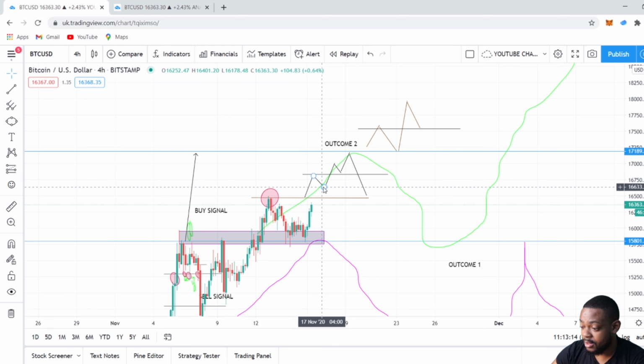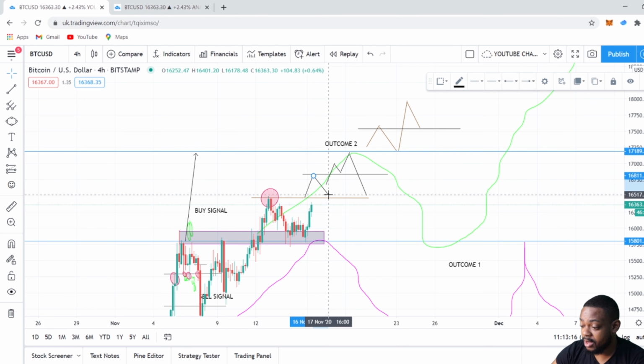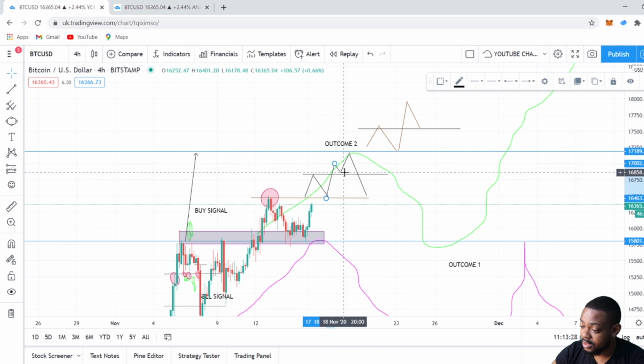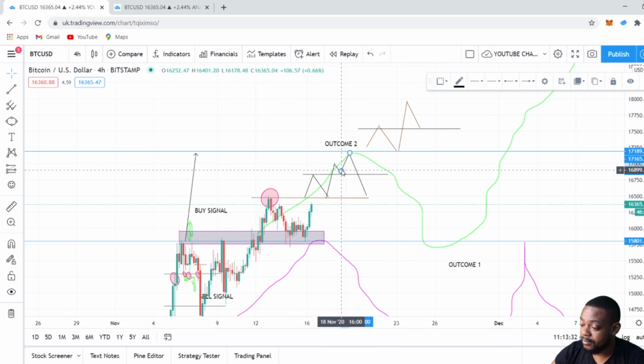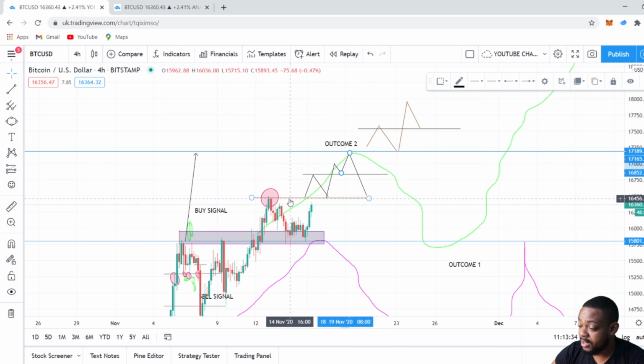I'm looking for it to come down. It can possibly even come all the way down back to here, and then go back up. However, anything happens from here, once it breaks this, then I'm looking for a retest. So these are different levels that you can get in. There's so many different levels that you can get in.